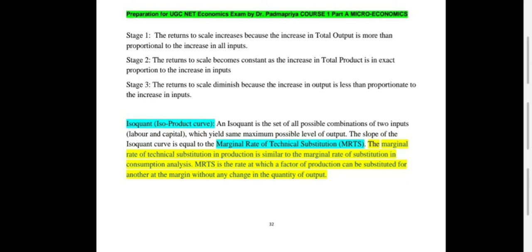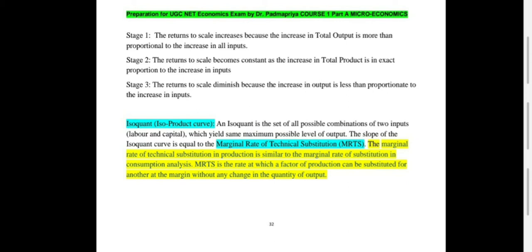So we have another concept called isoquant. Now in the theory of production, we have this concept of isoquant, which is similar to the indifference curve in the consumption analysis. So the isoquant in production theory is like the indifference curve of consumption theory. An isoquant is a set of all possible combinations of two inputs, labor and capital, which yield the same maximum possible level of output. The slope of the isoquant is known as the marginal rate of technical substitution.